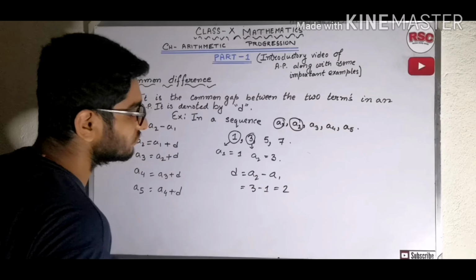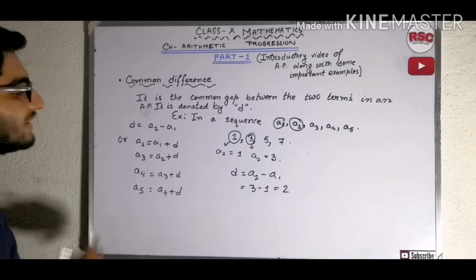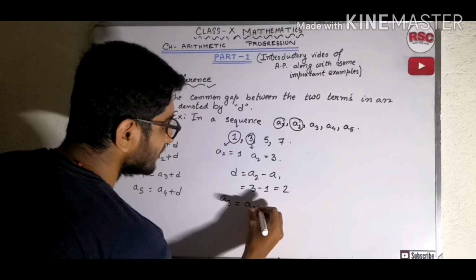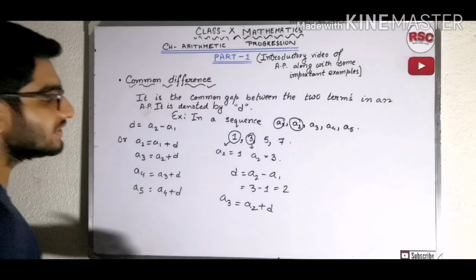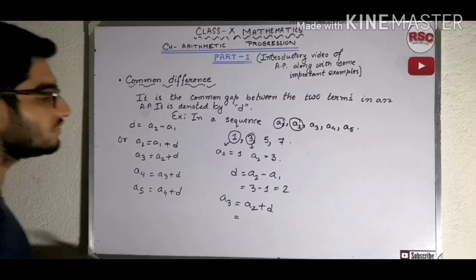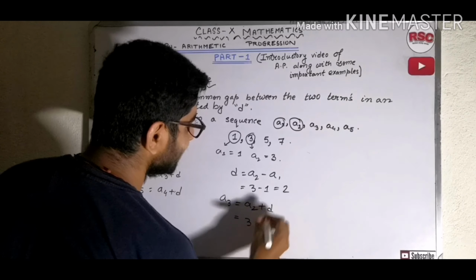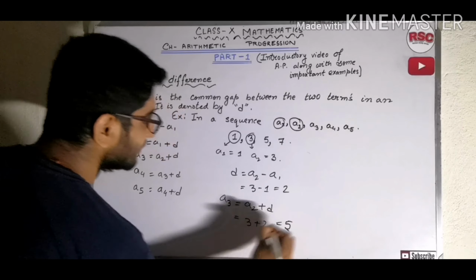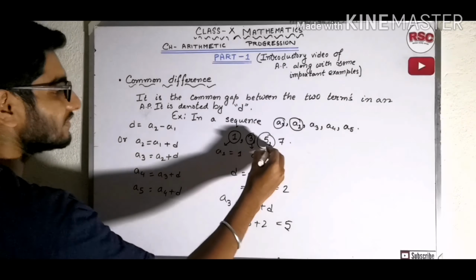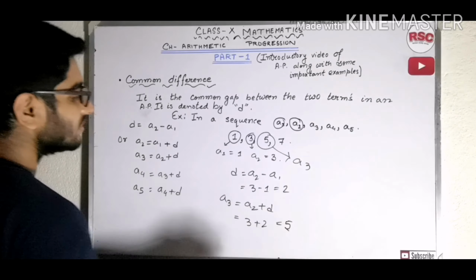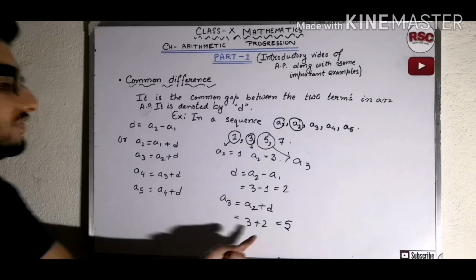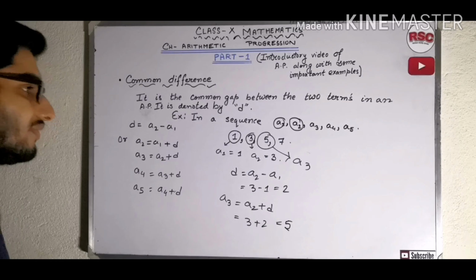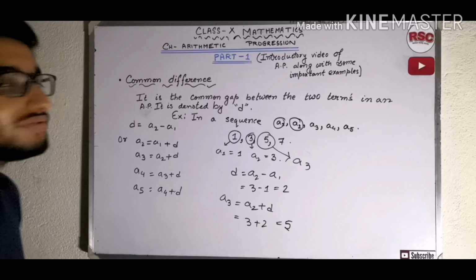In this case d is 2. Now if we are trying to find just A3, how can we find it? We can just write A2 plus d. So what is the value of A2, students? We know the value of A2 is 3, plus the value of d, which is 2. So 3 plus 2 will be 5. Just see, the value of A3 is 5. Now we have also confirmed that the value of d is always 2 in this sequence. Now we will be coming to the important formulas of AP.